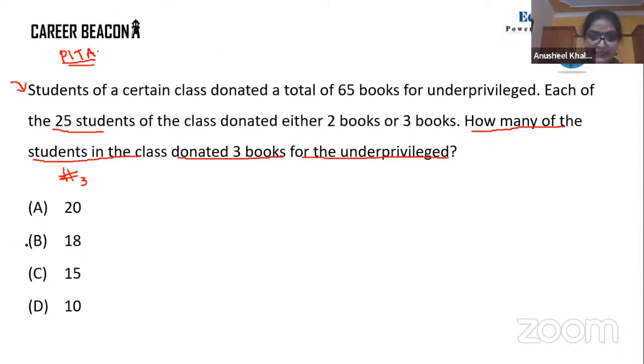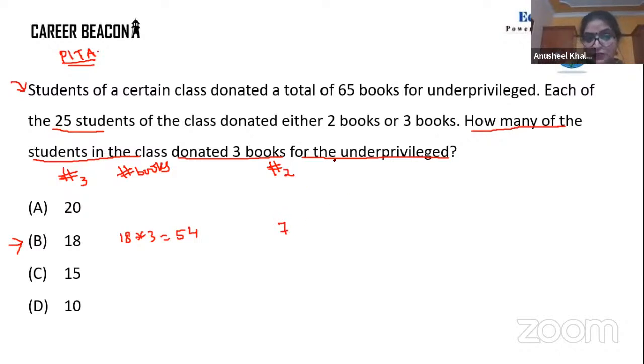Okay, B. Let's start with B. If 18 students donated 3 books, then the number of books donated by these 18 students is how much? 18 times 3, so that means 54. And how many students are left now? There are a total of 25 students. So if 18 students donated 3 books, then how many students donated 2 books? That is simple, 25 minus 18, which gives you 7.